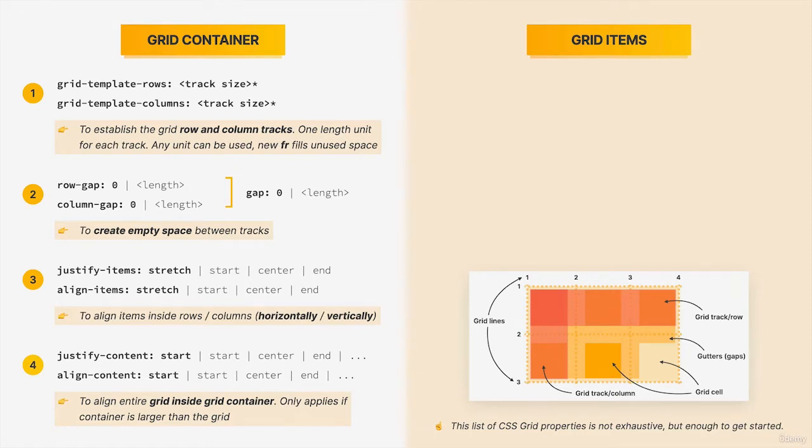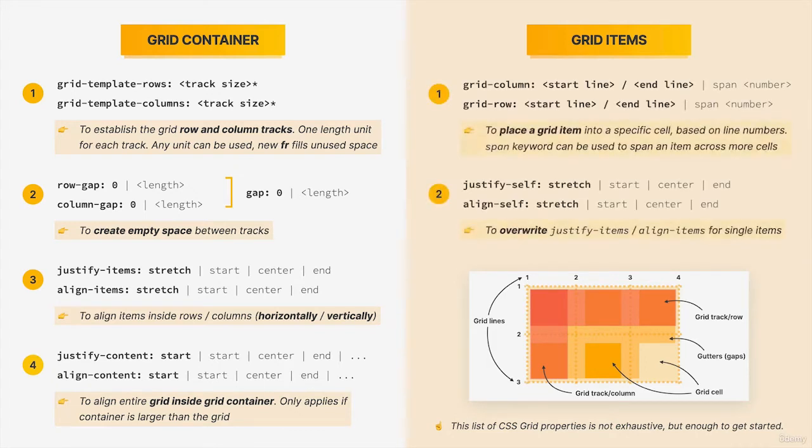All right. So anyway, now about the grid items, there is the grid column and the grid row properties, which are very important to place grid items into a specific cell. Then finally, we have justify self and align self, which hopefully you can recognize from Flexbox. So align self is used to override align items, and justify self is used to override justify items for one individual grid cell. So again, just like in Flexbox.